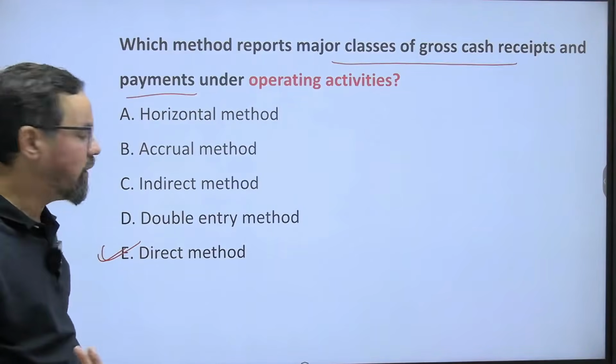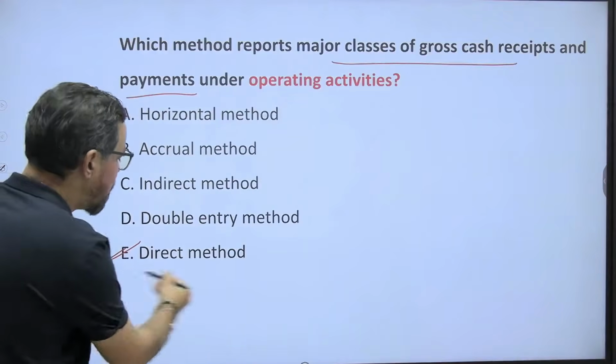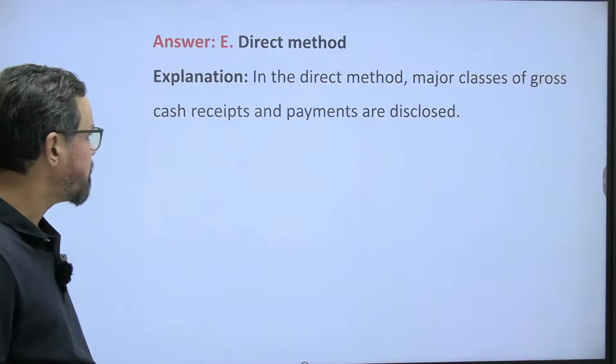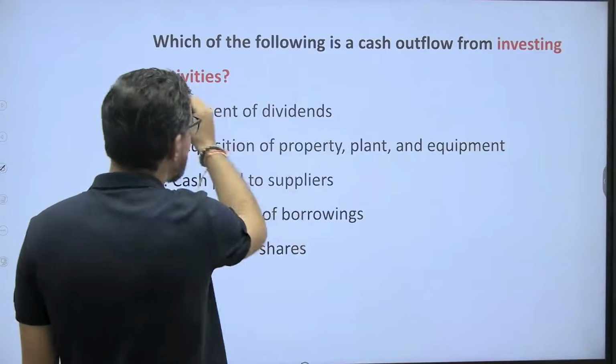When it is net, we have direct method. Okay? Sorry, your indirect method. Direct method. This is about the option E. Next one. Which of the following is a cash outflow from investing activities?